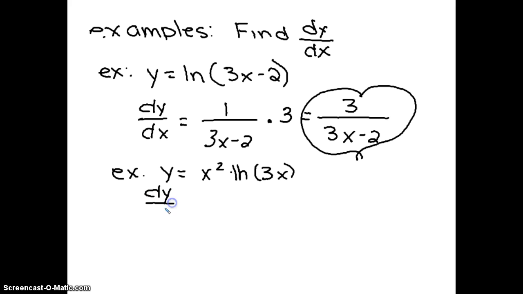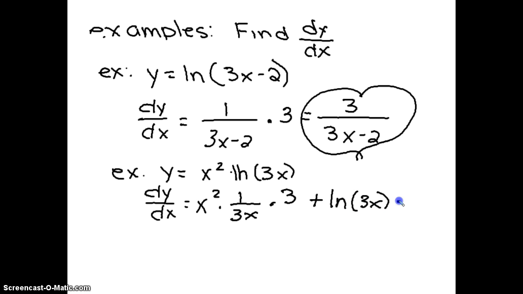So the derivative will be the first piece, which is x squared, times the derivative of the second piece. So the derivative of the ln of anything is 1 over that whole inside times the derivative of the inside, which is 3, plus the second piece, which is ln of 3x, times the derivative of the first piece, which is just 2x.